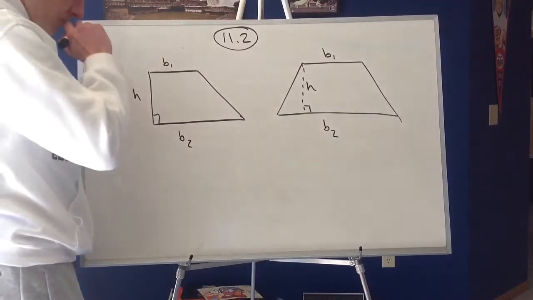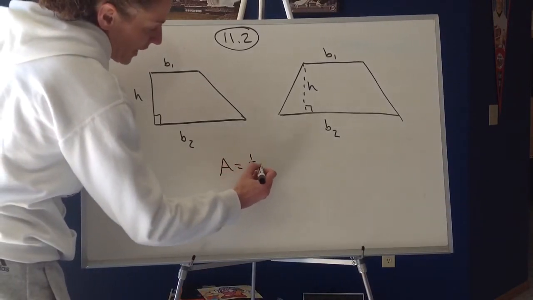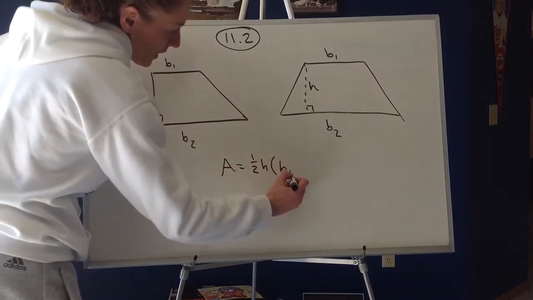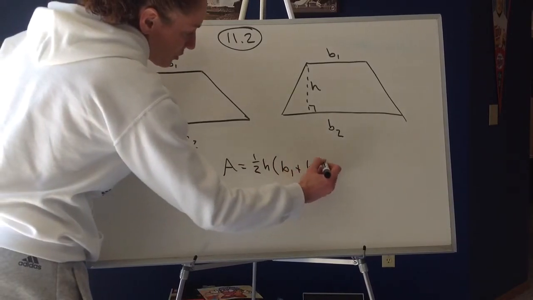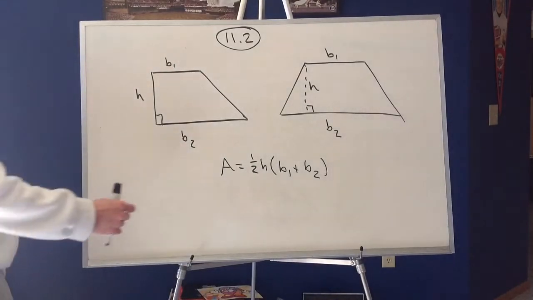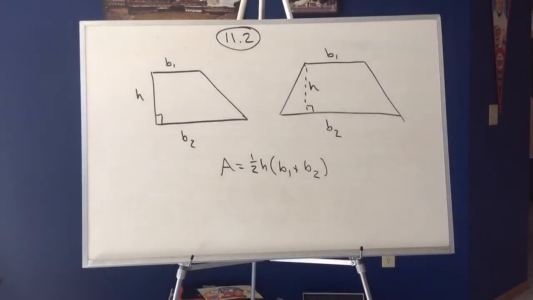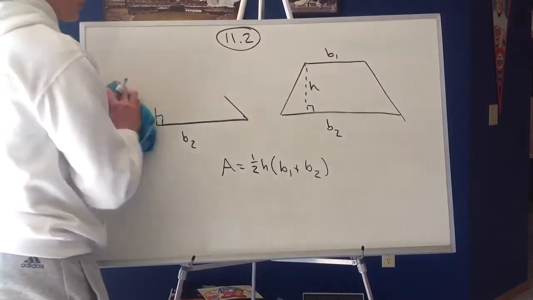Okay, so area of a trapezoid, the formula we're going to use is going to be 1/2 height and then base 1 plus base 2. Because the bases are different, we have to add them. Basically, we're doing the average of the bases times the height. They're just in a little bit different order when we're working with them. All right, so let's go ahead and jump right into working with our trapezoids.